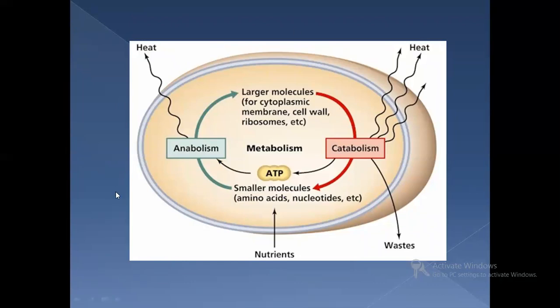It is just to make sure that you understand. You do not need to draw this diagram. If you understood the exact meaning of anabolism and catabolism, that's more than enough.